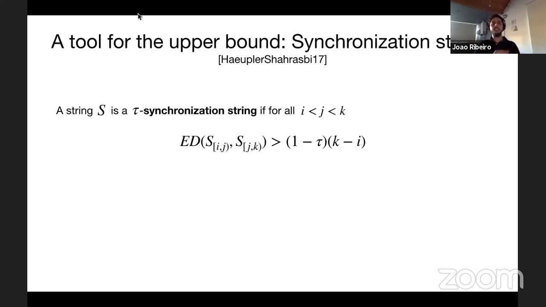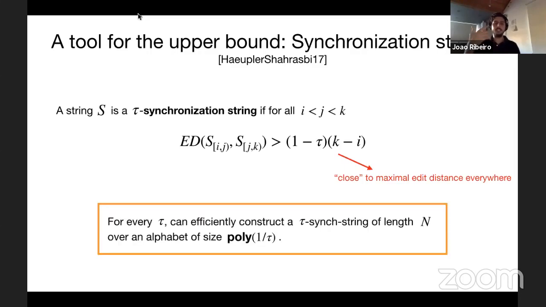And essentially a string S is a tau-synchronization string if the edit distance between any two disjoint consecutive substrings is nearly maximal. So intuitively, you have edit distance close to maximal over any two pairs of consecutive substrings of S. And one thing they prove is that you can construct these strings efficiently over an alphabet of size poly 1 over tau.